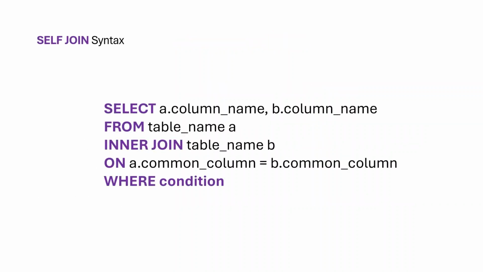The syntax is very simple. We say select column name, and here the A and B are actually the table's alias names. If you look at the second and third line, we are saying from table name A inner join table name B. Here the table name is exactly the same, which means we are working on the same table, but we are giving it alias names A and B, and then eventually we are using a key column to match the values, and then later on we do the condition or filtering, whatever we want.